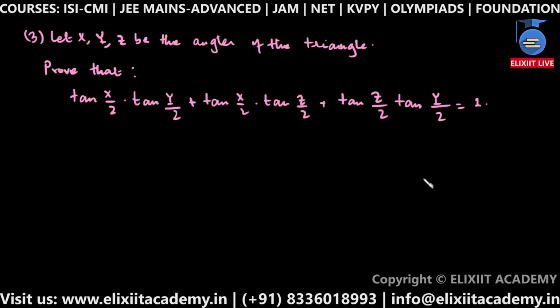Let x, y, z be the angles of a triangle. You have to prove that tan(x/2)·tan(y/2) + tan(x/2)·tan(z/2) + tan(z/2)·tan(y/2) = 1. This is from ISI 2012, a subjective question.